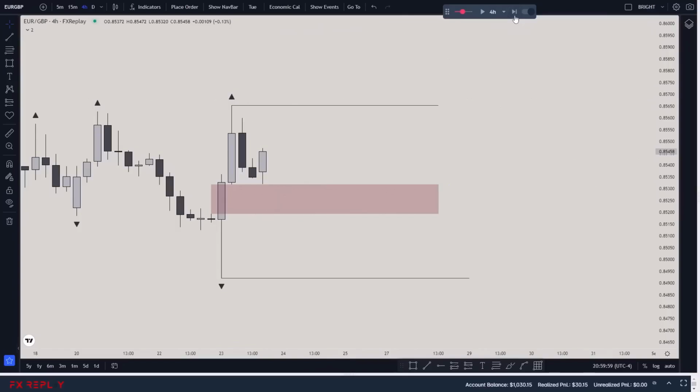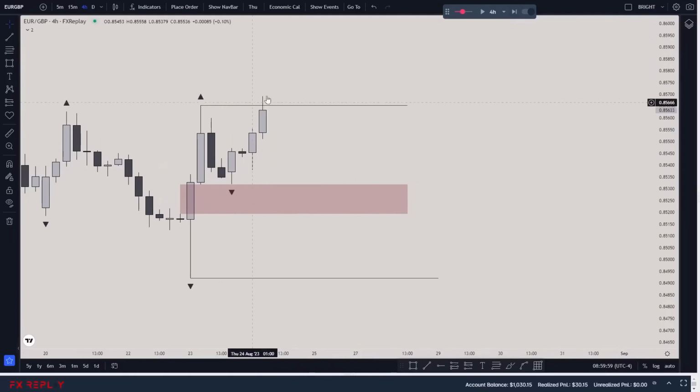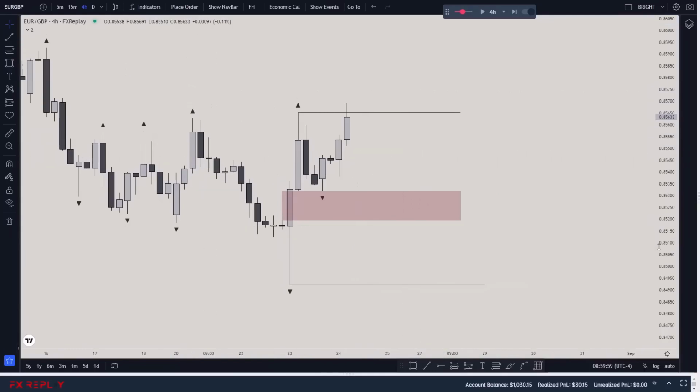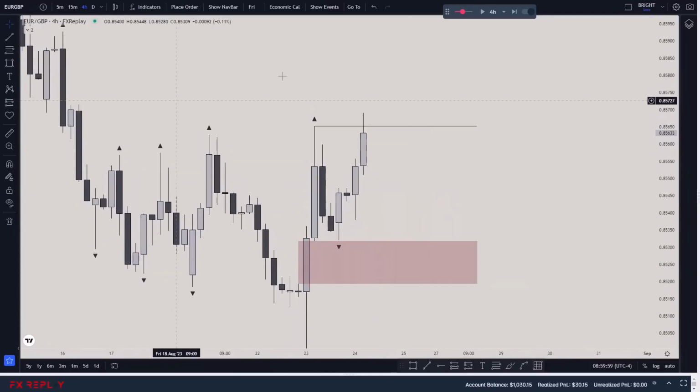Play. And there is a sweep of this high again. So this high, another sweep. Do we have a fair value gap? So there is a fair value gap here, but the sweep was not inside of a fair value gap, but maybe a fair value gap on the 1 hour instead of the 4 hour.